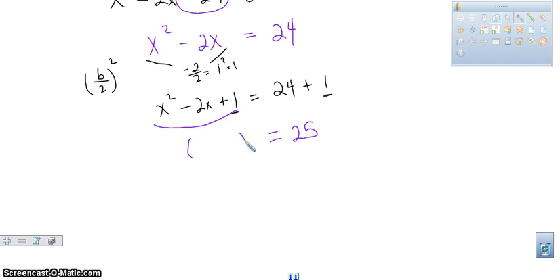And what I have to do is make that into one binomial squared. So what times what gives me x squared? x. And what times what gives me 1? 1. This is a minus, this is a plus, so this is subtracting. And now, since there's nothing in front of it, you can solve for x. To get rid of a square, you have to take the square root. So I'm going to take the square root of both sides. On the left side I have x minus 1, and on the right side I have plus or minus 5.